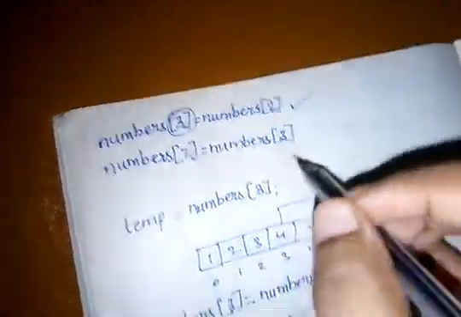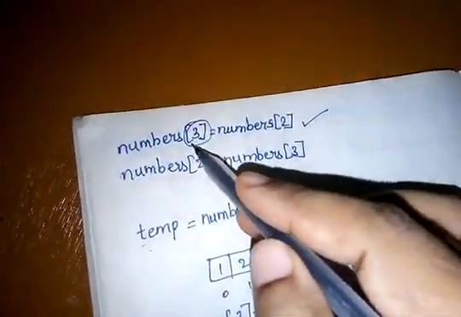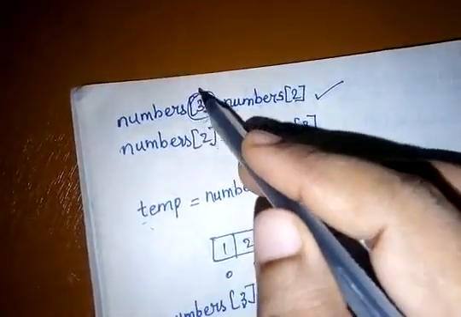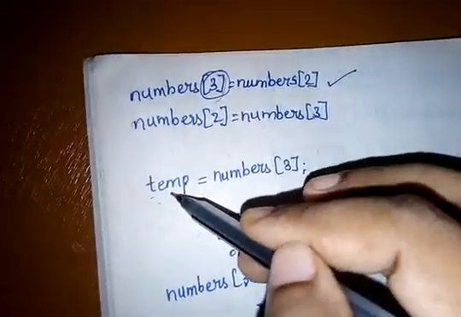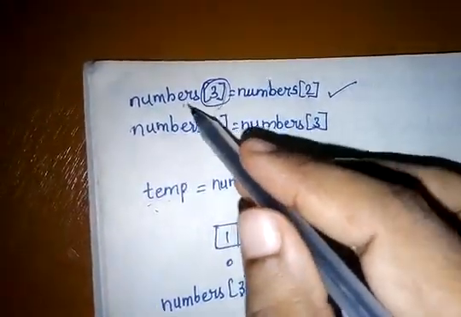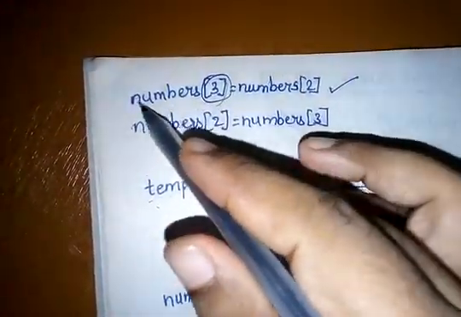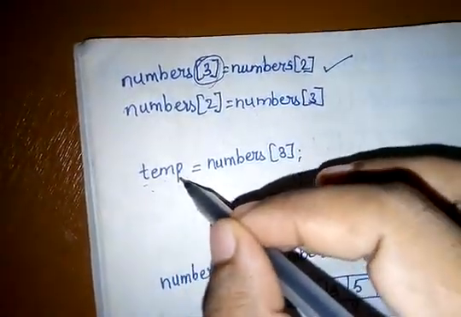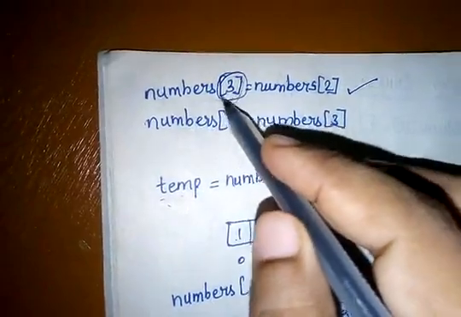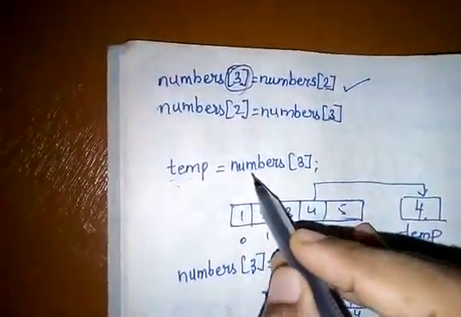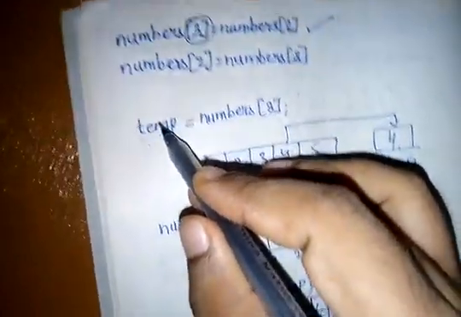So now these two statements, when we write them, we are going to lose the element that is present in numbers of 3. So when you use the temporary variable, you will store the value which you are going to lose in the temporary variable. As we lost numbers of 3 here, I am placing numbers of 3 in the temporary variable.